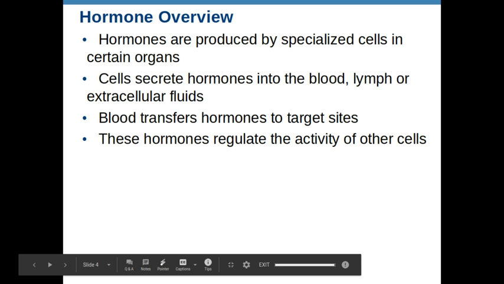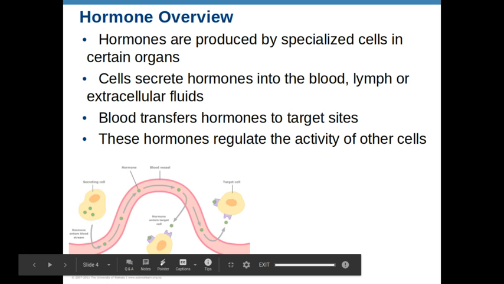Basically, when a gland senses that there's some kind of a disruption in homeostasis in the body, you have these specialized organs that are going to secrete a hormone into the blood, lymph, or into extracellular fluids. And that's details that we probably won't get into this year in class. Basically, then you're having the blood transferring these hormones to their target sites. Okay, and we can see that right here.